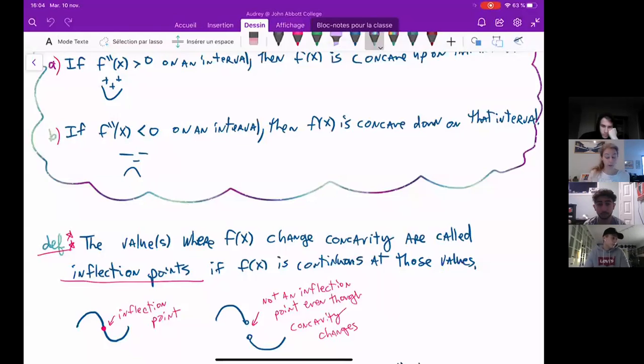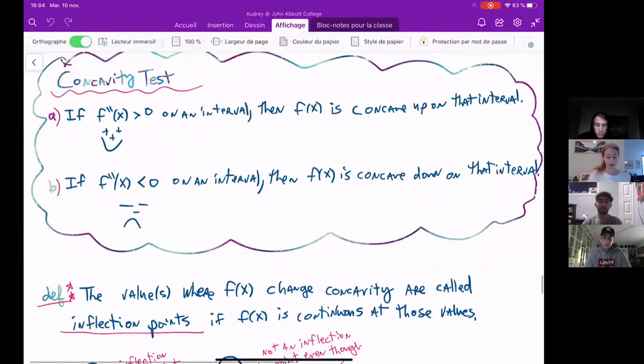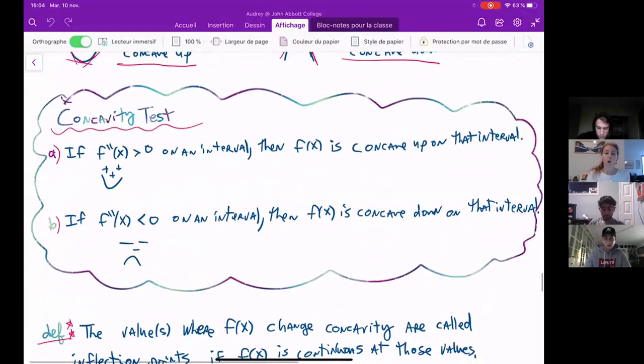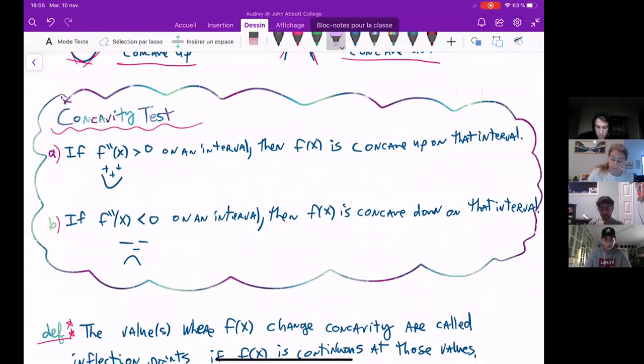Okay, so as a reminder of what we did last class, we ended class by learning the test for concavity, or the concavity test, which told us that if the second derivative is positive, then the function is concave up, which means it's happy. And if the second derivative is negative, that means it's concave down, which means it's sad.